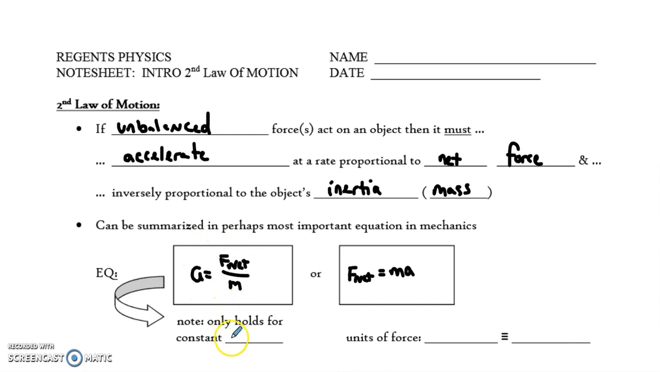And it's important to note that this equation only holds for a constant F net. Okay, meaning that we're not going to be changing the F net and looking at this acceleration. We'd have to involve calculus in order to handle that.